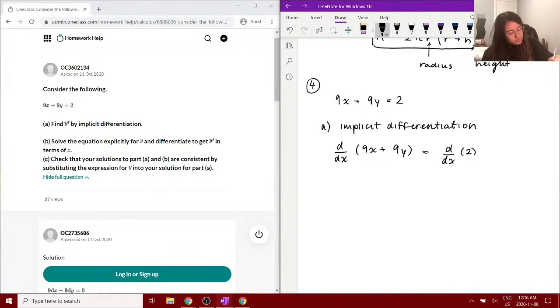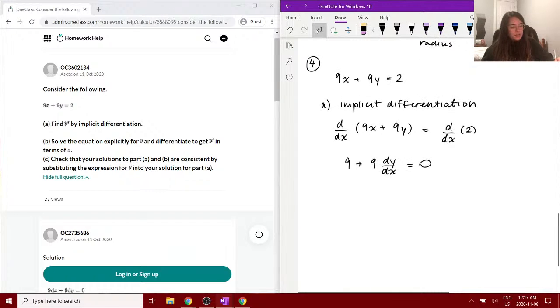So the derivative of 9x is just 9, plus the derivative of 9y is 9, but because you're taking the derivative of y, you have to write dy by dx. This one is just 9 because we're taking the derivative of x here, right? Because it's y and it's implicit differentiation, we have to signal that we're taking the derivative of y by adding in this dy by dx term. And the derivative of 2, well, 2 is a constant, so that is 0.